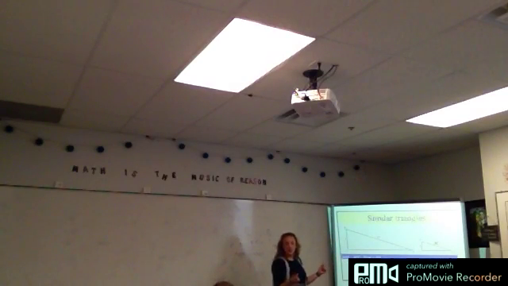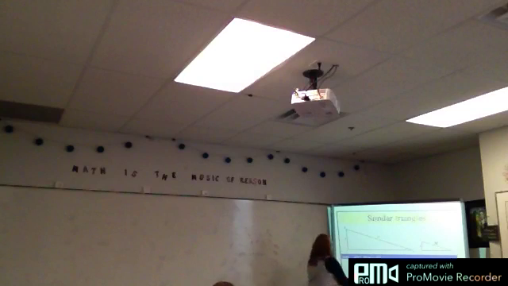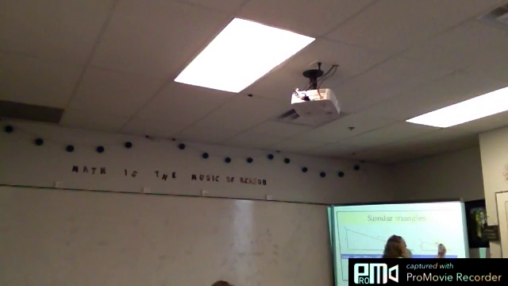Cross multiply, right? I'm gonna cross multiply like this. What is 3 times 21? 63. And then I get 63 equals 7x. What is 63 divided by 7? 9. So x would equal 9.